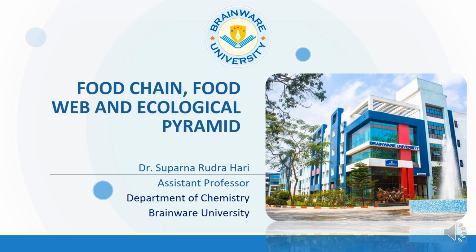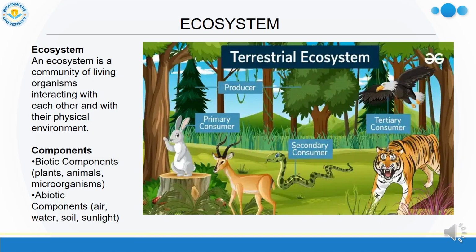Today I shall discuss a very important topic of environmental studies: food chain, food web and ecological pyramid. First of all, we have to study about ecosystem. What do you mean by ecosystem? Ecosystem is a community of living organisms interacting with each other and with their physical environment.